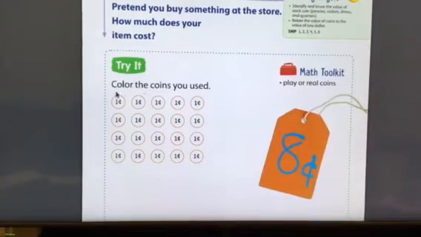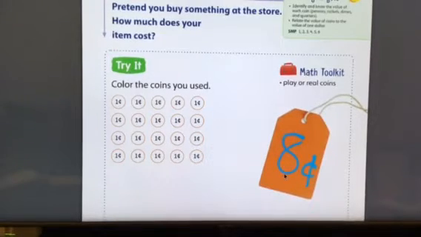Now we need to color the coins we need to buy this. So pretend you have all these coins in your pocket. You're not going to give all this money to the person at the store because it might not cost all of these coins. So you want to make sure you count out the correct amount of money so that you don't give away more than you need. So all we need is 8 cents. And as you can see, these are pennies. They have 1 cent written on them.